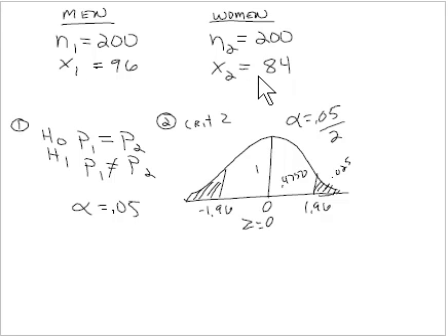So the null hypothesis, we're going to start out by assuming the proportions are the same. The alternative is that the proportion of men and women are different. Using a level of significance of 0.05, we end up with critical z-values very similar to what we've done before on two-tailed tests. Critical z is negative 1.96 and 1.96.